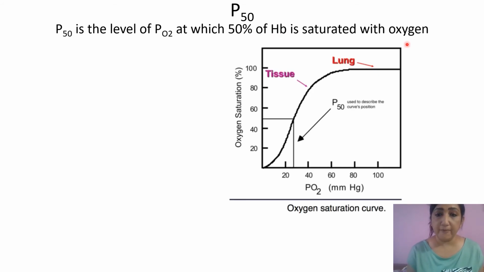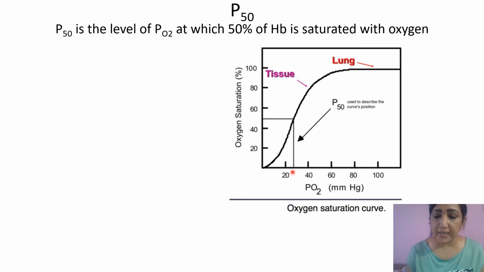Come to this graph. This is the oxygen saturation. This is 100%. This is 0. So this is the middle. This is the 50%. The partial pressure at which 50% of the hemoglobin is saturated is called the P50.